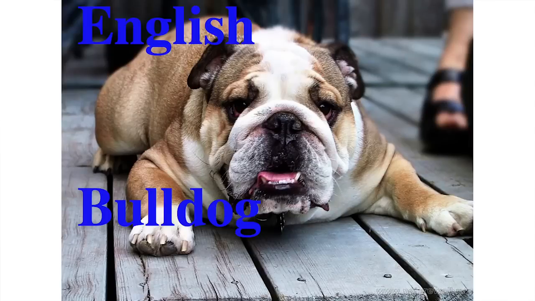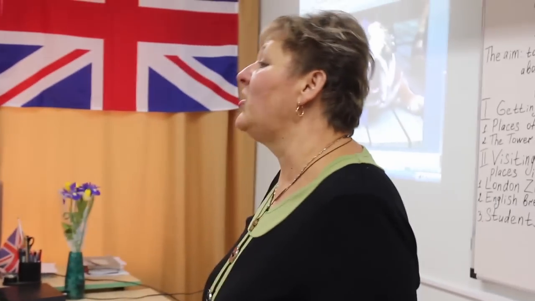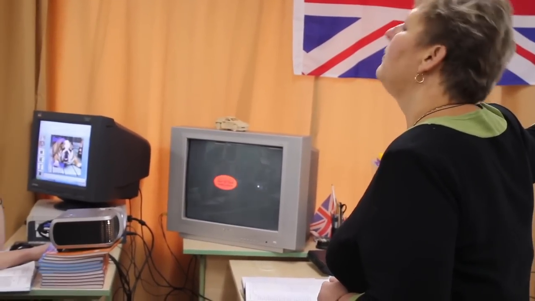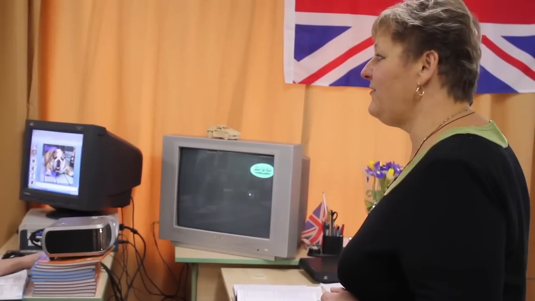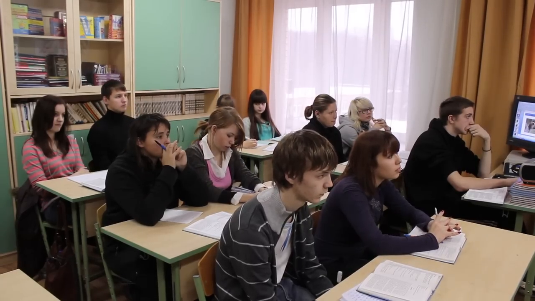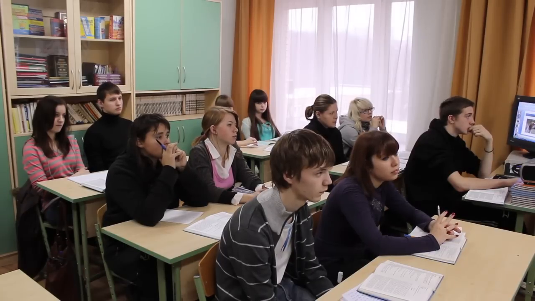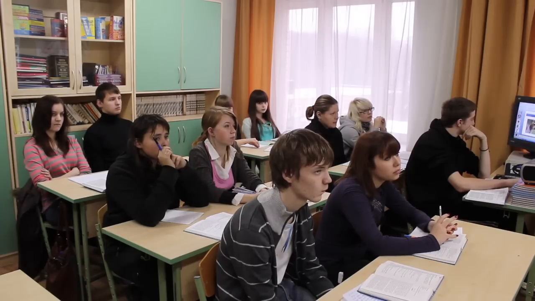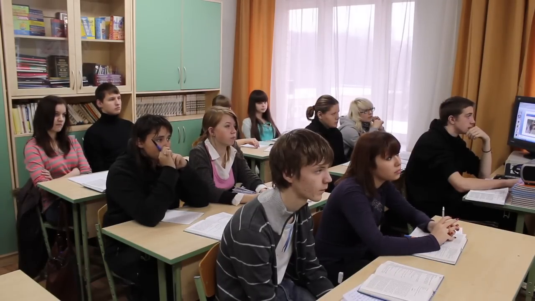The next, please. English bulldog, such a nice dog. Irina. It has a strong personality. It is considered what? The national dog of England. It has a very strong personality. Alexei, the next. English foxhound. Katya, what is it used for? This is a hunting dog. It is used for hunting foxes by scent.